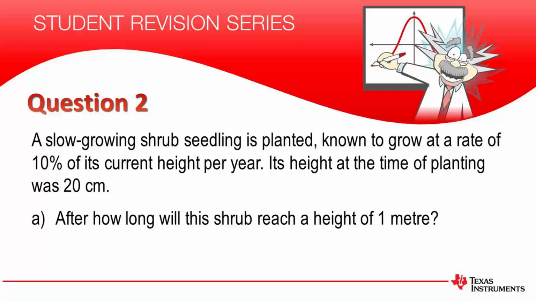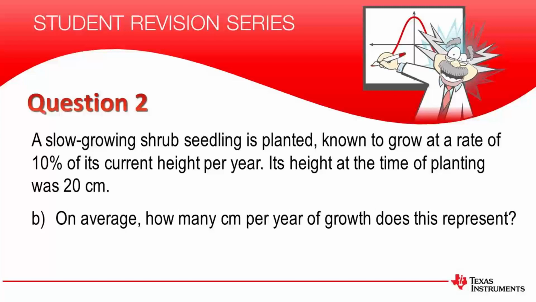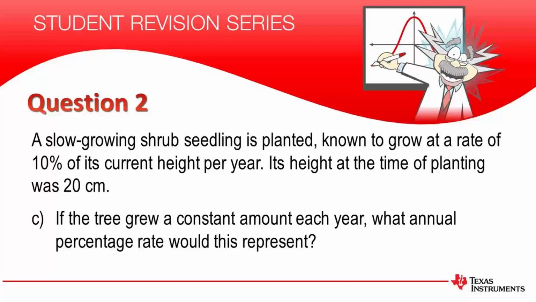So let's go back to problem number 2. We're staying on this planting idea. A slow-growing shrub, seedlings planted, known to grow at a rate of 10% of its current height per year. Its height at the time of planting was 20 centimetres. After how long will this shrub reach a height of 1 metre? On average, how many centimetres of growth does this represent per year? And if the tree grew at a constant amount each year, what annual percentage would this represent?